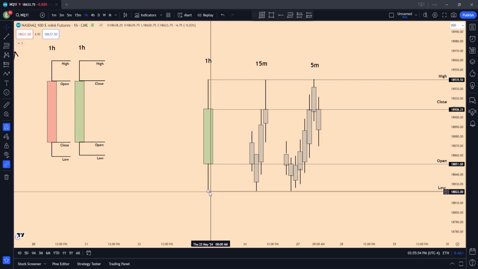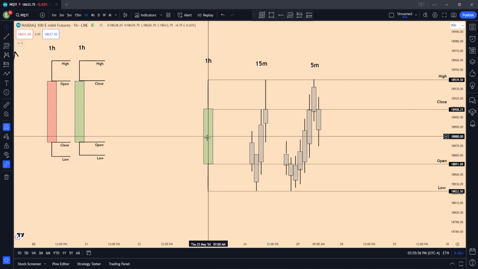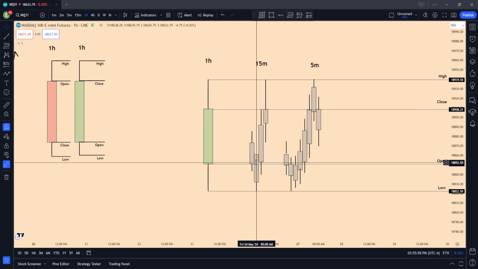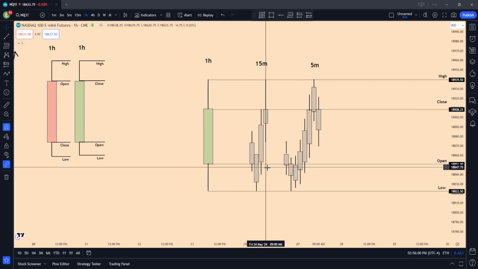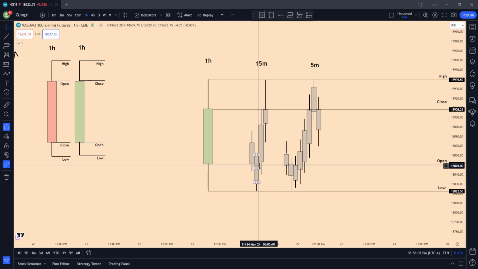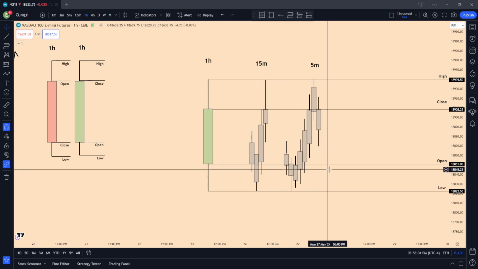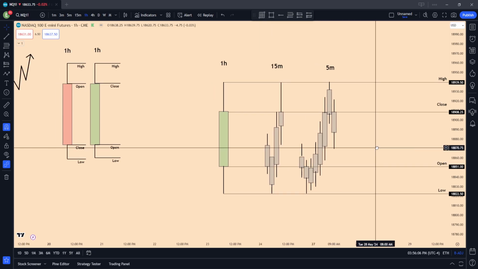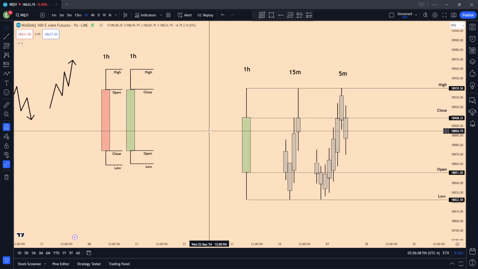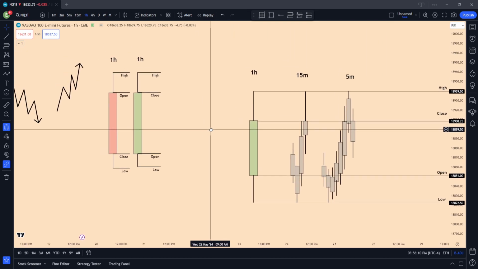So on the 1 hour, this is what it looks like. This is what it looks like on a 1 hour chart. And then this is what it looks like on a 15-minute chart and on a 5-minute chart. So it's even scaled down even more. And then you have a 1-minute chart. So this is the example of the candles and what they represent.